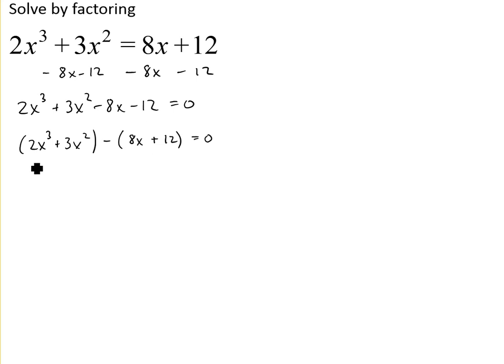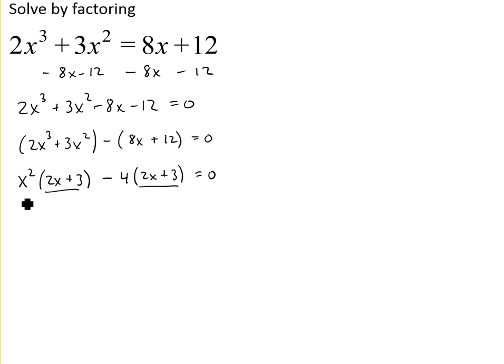So now let's look at our first group here and see what they have in common. Both of these terms have an x squared in common, so we'll factor out an x squared. That'll leave us with 2x plus 3. In our second grouping, 4 goes into both terms, so we'll factor out a 4. And that will leave us with 2x plus 3. Factor by grouping is only useful and productive if we end up with the same exact expression in each of these sets of parentheses, which we have here.